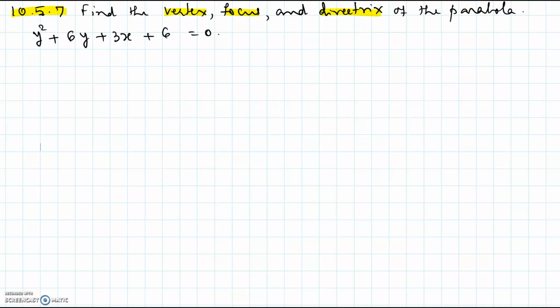Hi, in this video, I will be showing you problem number 7 of chapter 10, section 5. Find the vertex, focus and directrix of the parabola y squared plus 6y plus 3x plus 6 equal to 0. The first step is to bring the equation into the standard parabola form.